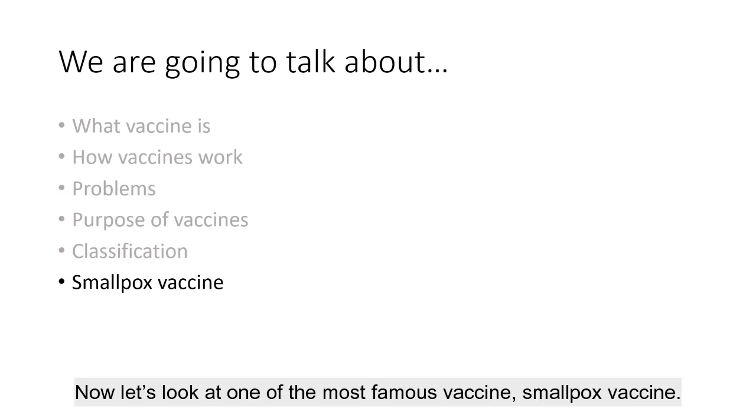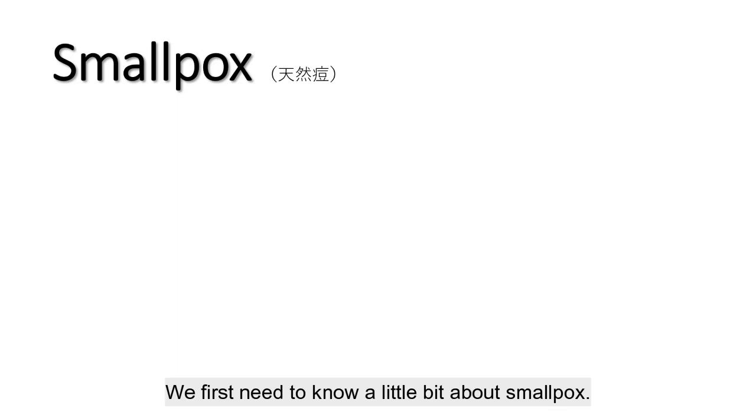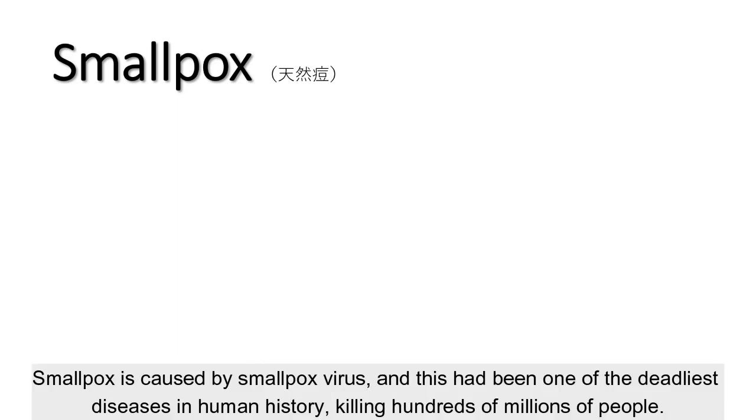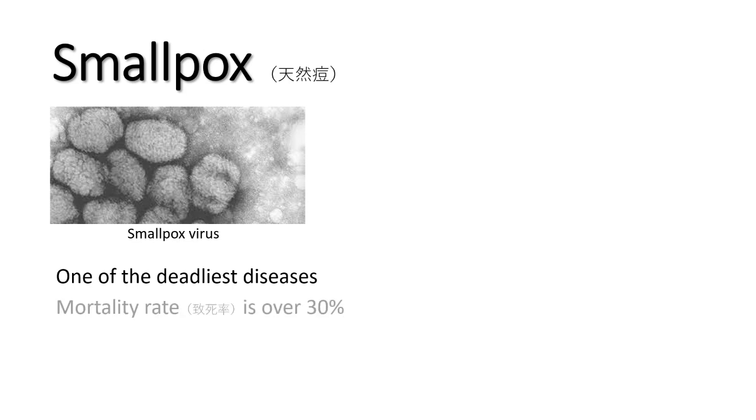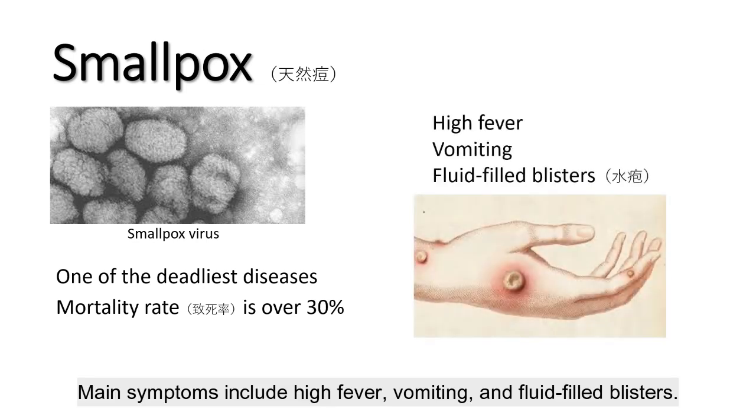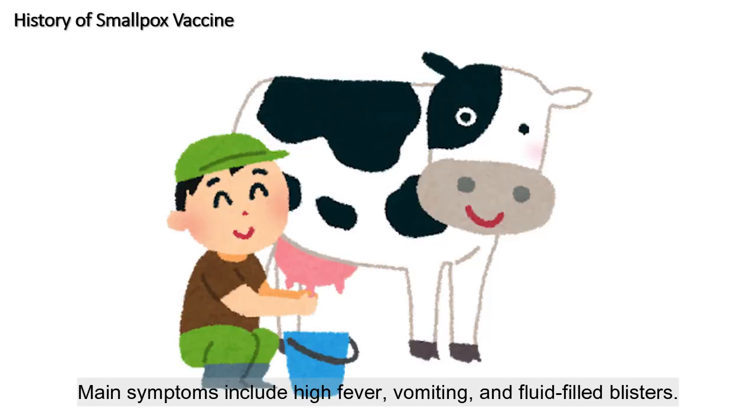Now let's look at one of the most famous vaccines, the smallpox vaccine. We first need to know a little bit about smallpox. Smallpox is caused by the smallpox virus, and this had been one of the deadliest diseases in human history, killing hundreds of millions of people. The mortality rate is over 30%. Main symptoms include high fever, vomiting, and fluid-filled blisters.